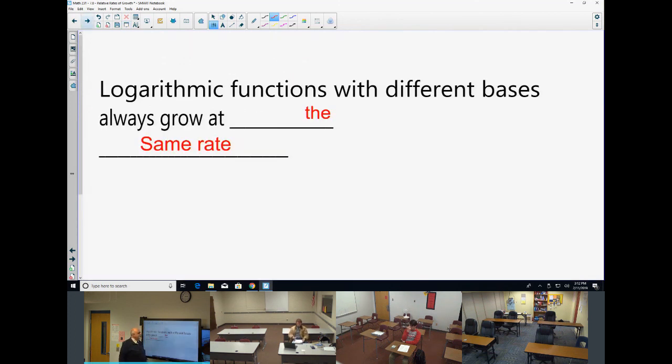Okay, so logarithmic functions with different bases always grow at the same rate.